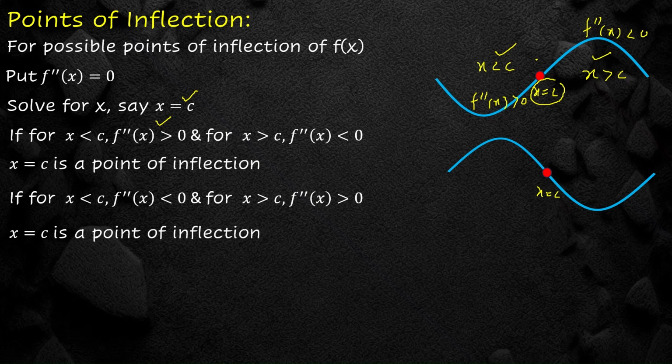Let's explain it. This is x is equal to c. For x less than c, the second derivative is negative, that is, the curve is concave down, and towards the right where x is greater than c, the second derivative is positive, that is, the curve is concave up. Again, the concavity of the curve is changing, that is, the sign of second derivative is changing from negative to positive. Therefore, x is equal to c is the point of inflection.